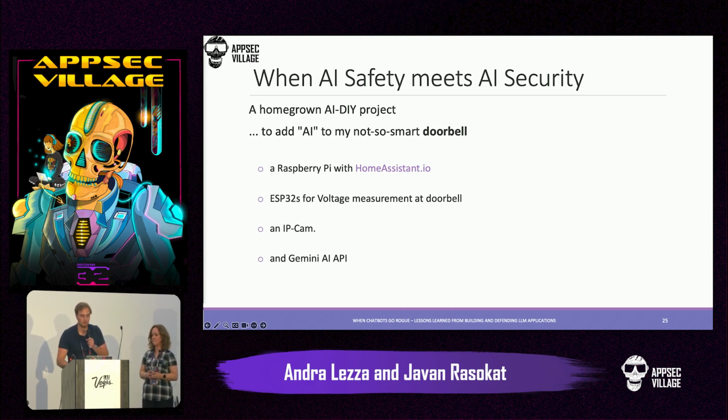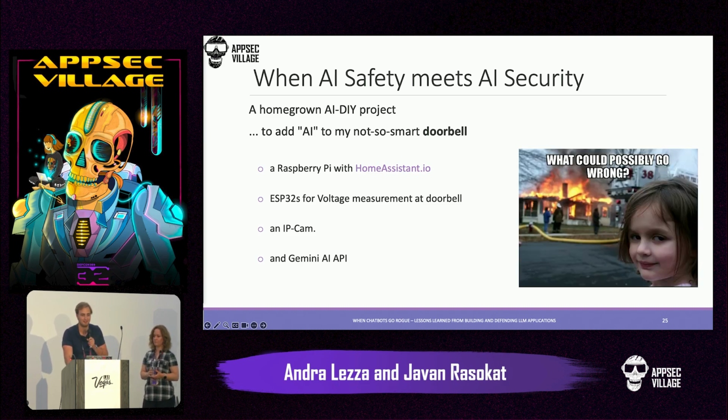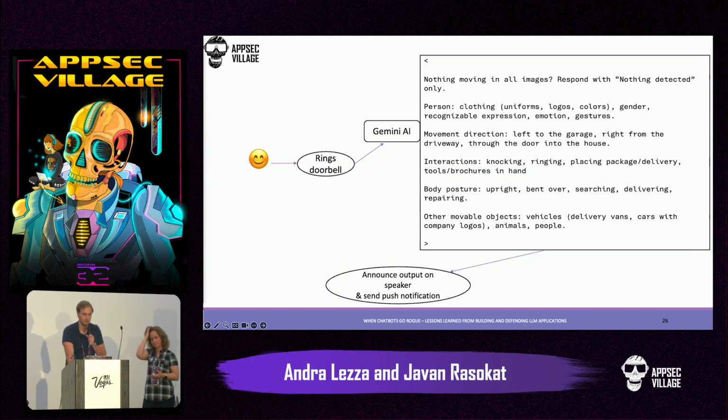So yeah, I had a Raspberry Pi with Home Assistant. I had some ESP32 to measure the voltage of my doorbell and the door opener and IP cam. And what could possibly go wrong when I add a Gemini AI API to add some pieces of AI there? So, happy me when I ring my doorbell at home.